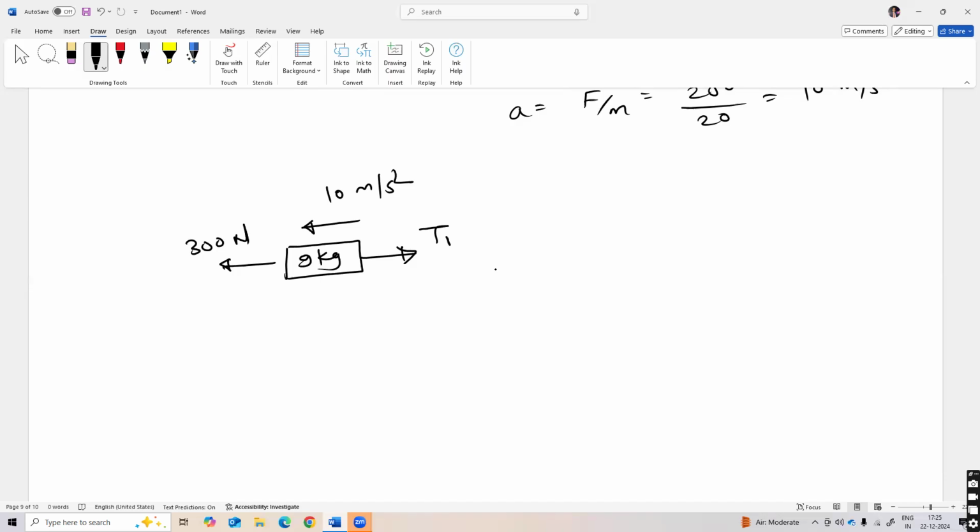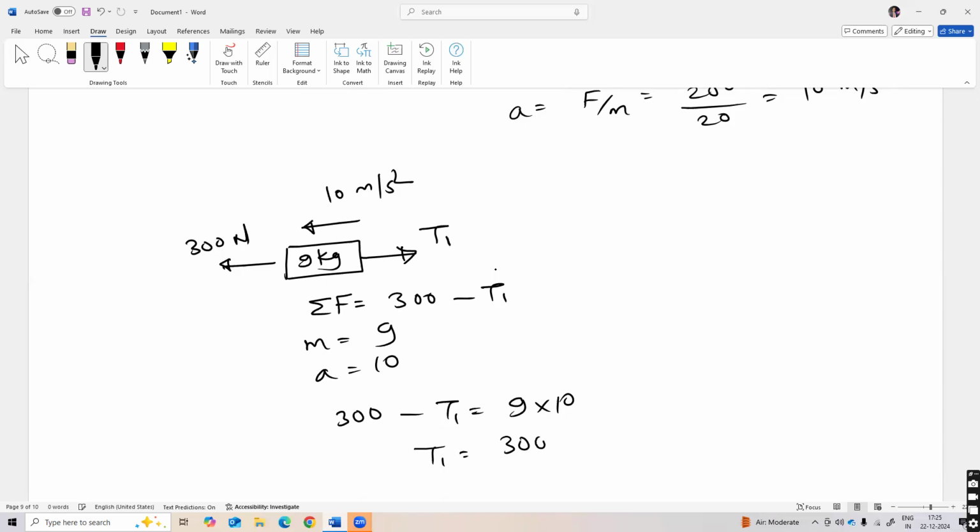Since we are considering forces in left as positive, the summation of forces is 300 minus T1, then mass is of course 9 kg, it is given, and acceleration is 10. So if we apply F equal to ma, we will get 300 minus T1 is equal to 9 into 10, which is 90. So T1 is basically 300 minus 90 and it is equal to 210 Newton. Okay. Similarly, now we got T1.